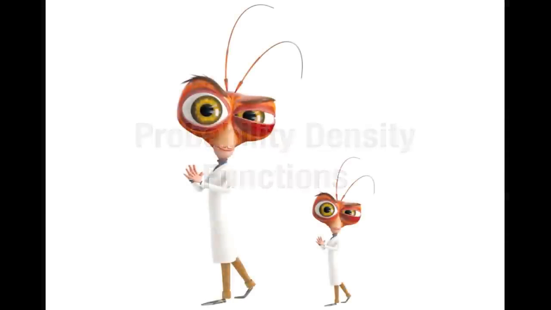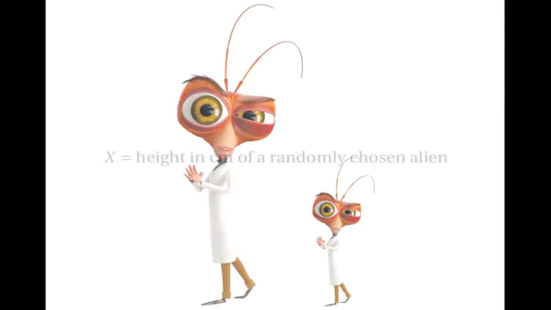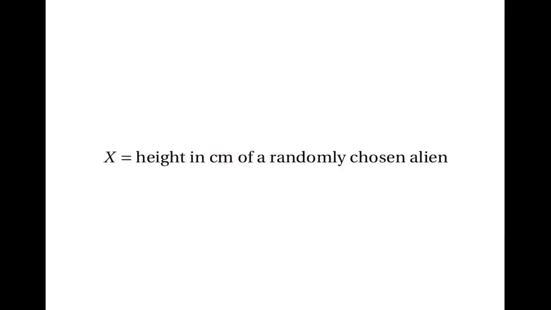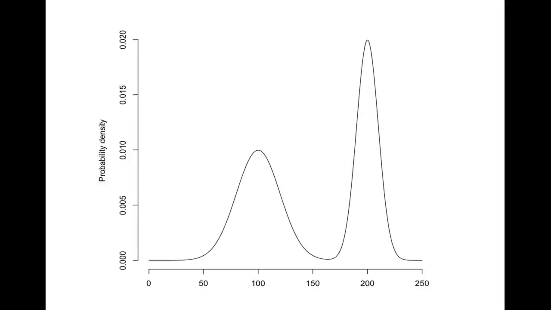Now this video is mainly about probability density functions, and the next thing I want to do is to give you a sense of what these are. I'd like you to suppose that we're on an alien planet, and just like here, the aliens have all different heights. Let's suppose that x is the random variable which is equal to the height in centimetres of a randomly chosen alien. The probability density function for x gives us a sense of the different possible heights of the aliens and the relative likelihood of the heights.